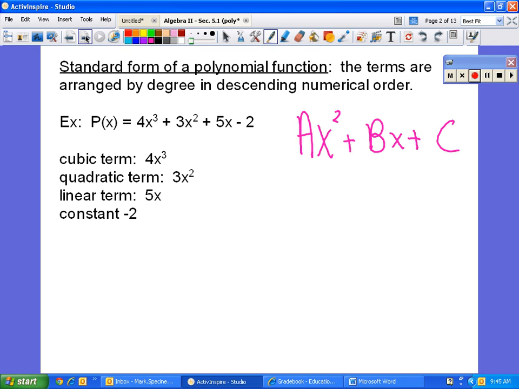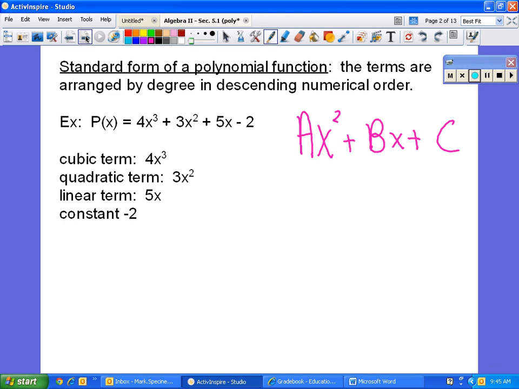Does anybody know why we call it the constant? It doesn't change. It is constant. All these other values in my example there, they're going to change depending on the value of x, but not by negative 2. The negative 2 is going to stay negative 2 no matter what x equals. So it doesn't change. We call it a constant.